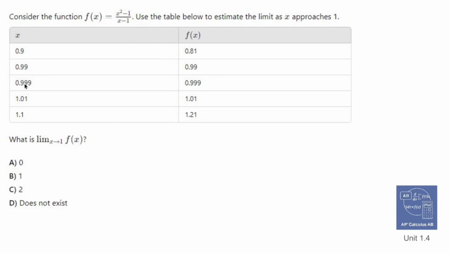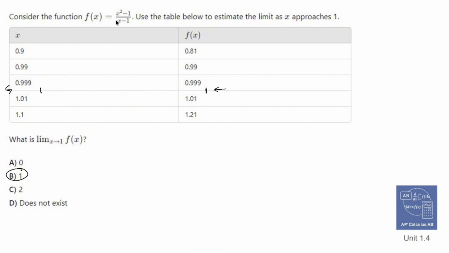However, 0.999 and 1.01 are both awfully close to 1. So these are almost 1. If I were to sneak a 1 in here and sneak a number in here, that number would also be 1. So I think it's safe to say that as this table approaches the number 1, my f of x values also approach the number 1. So we can logically say that the limit as x approaches 1 of f of x should also be 1.